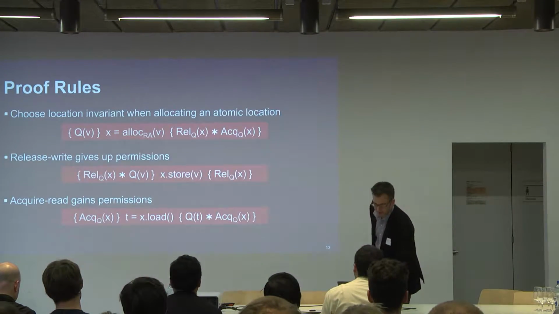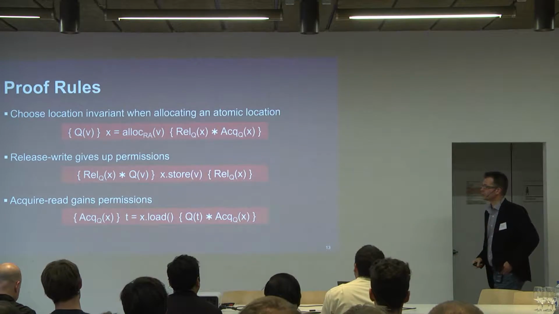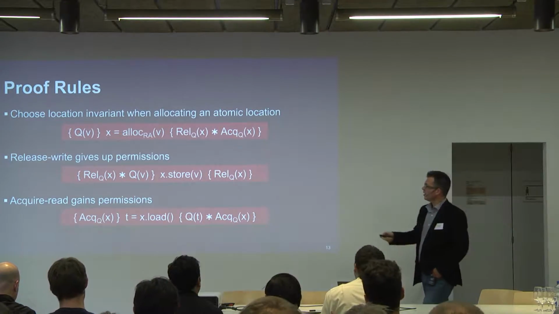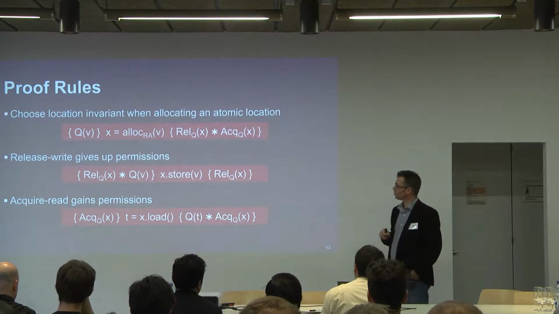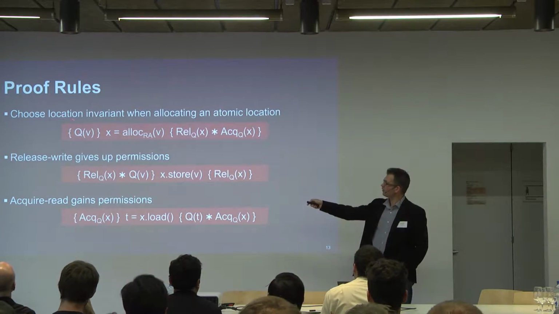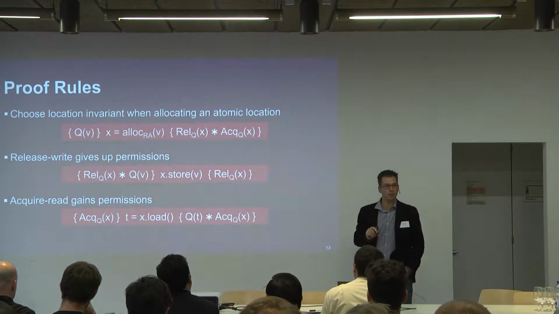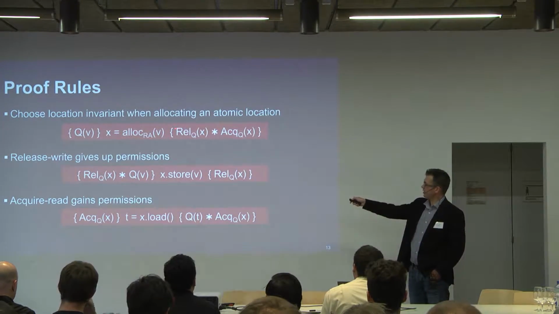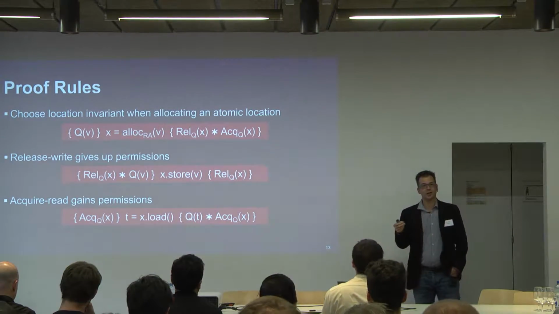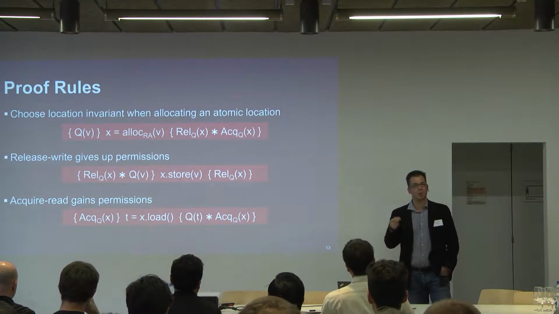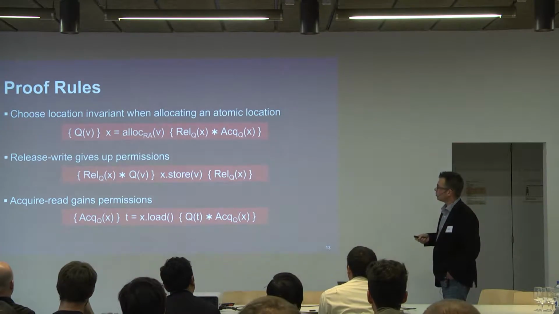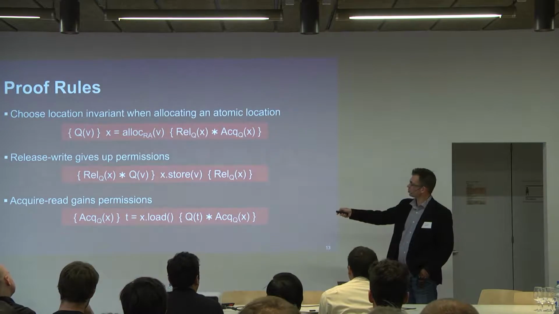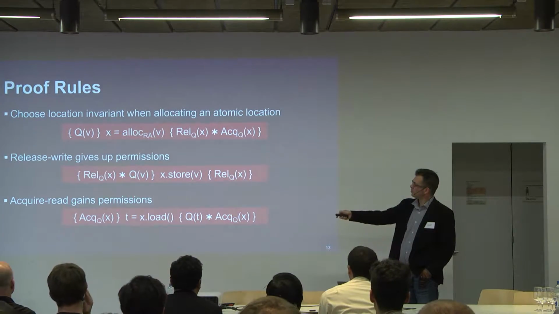So how is this phrased in terms of proof rules in RSL? When you allocate and initialize a release acquire variable, you must have the invariant of the value that you use for the initialization to begin with. And then you get two predicates. These predicates you can see as kind of permissions to perform a write or a permission to perform a read. Okay? So therefore, when you want to do a store of a value v, you must have this permission to perform a write.